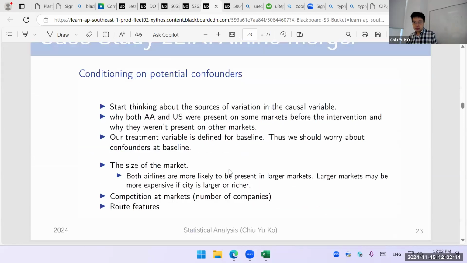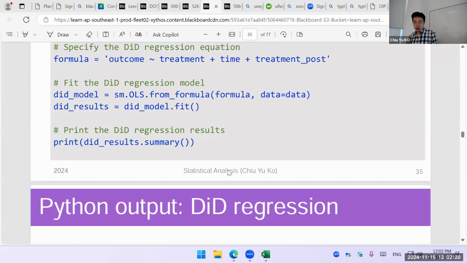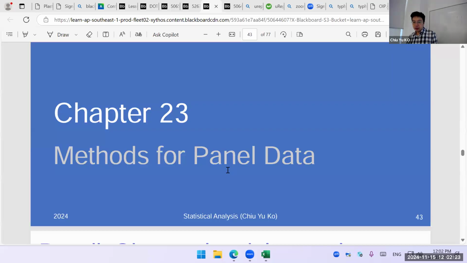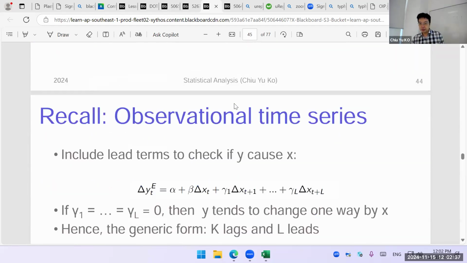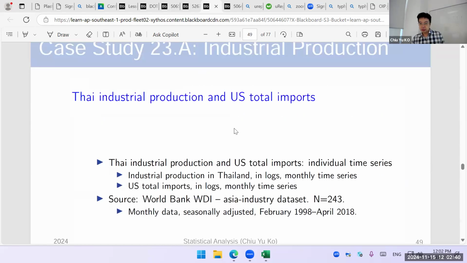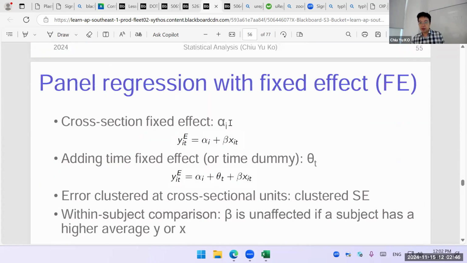Now, this is DID. For the very last topic, I want to very briefly mention panel data. I won't go into the detail. I'll just mention one equation, because going into this is very complicated. But what I want to say is why I want to explain this kind of model, panel data. This equation would suffice to explain everything.